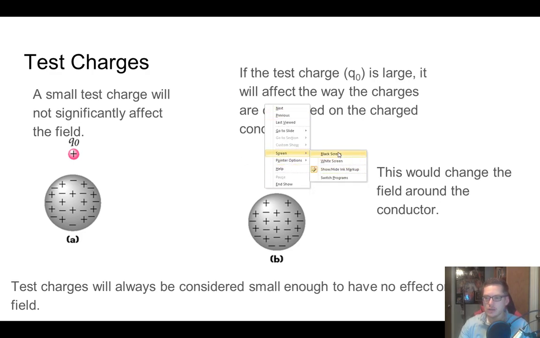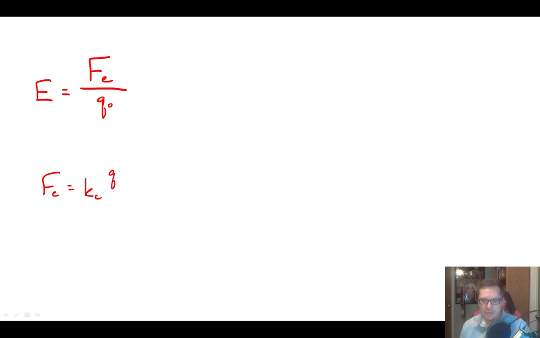Now let's do something else real quick. If we take our electric field that we just established, we know that in order to calculate this, E is equal to our electric force divided by our test charge, Q naught, the charge on this Q naught. Now we also know from Coulomb's law that Fe is equal to Kc, which is Coulomb's constant, 8.99 times 10 to the 9th, times Q1 Q2 over R squared.